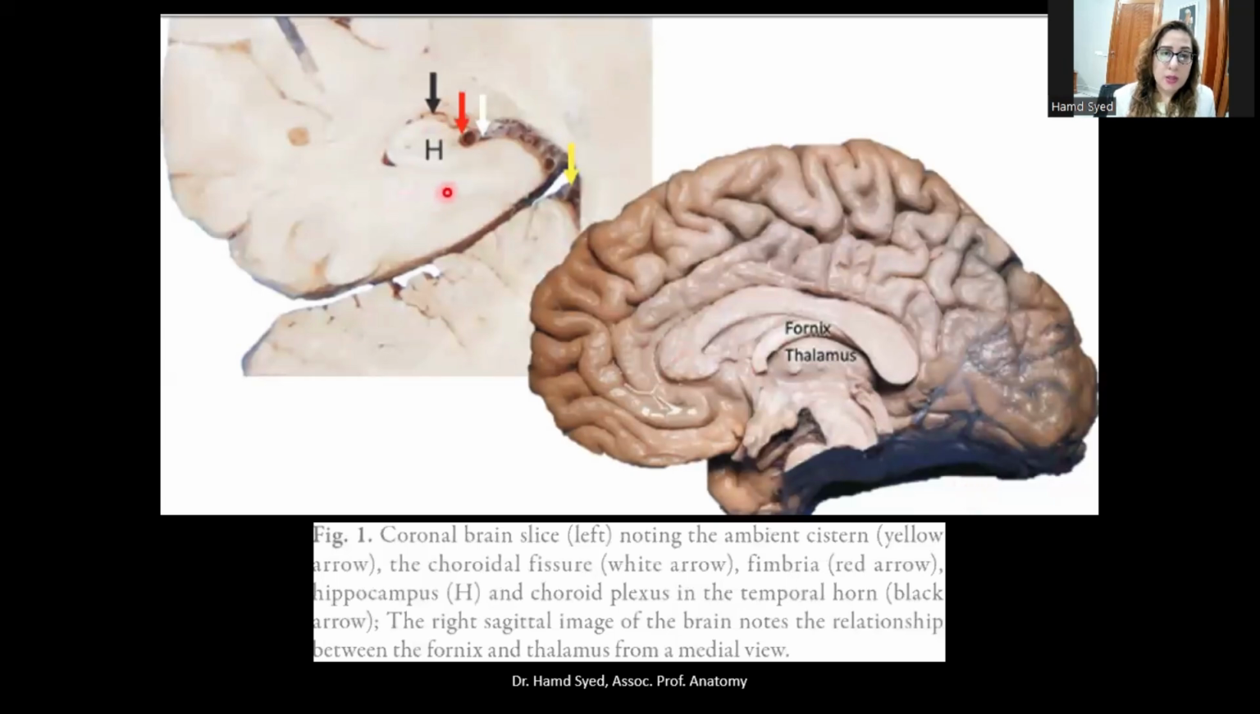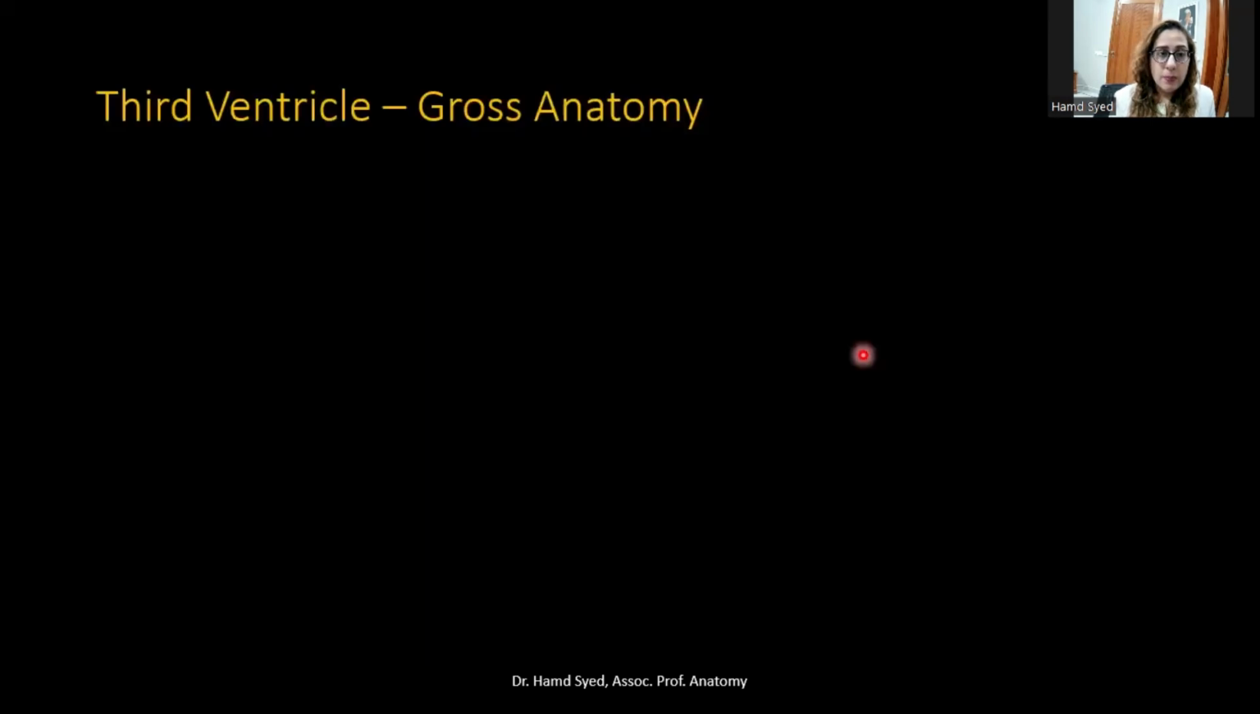In this prosected specimen, we can see the white arrow is pointing towards the choroid fissure, and this was the similar diagram that I had shown you before. Here is the prosected specimen. It is showing us the choroid fissure, and the red arrow is showing us the fimbria, whereas the black arrow is pointing towards, you can see over here, the hippocampus. So this is the point between fornix and thalamus where the choroid fissure is going to be present, and this is the point which is the site of attachment of the choroid plexus.